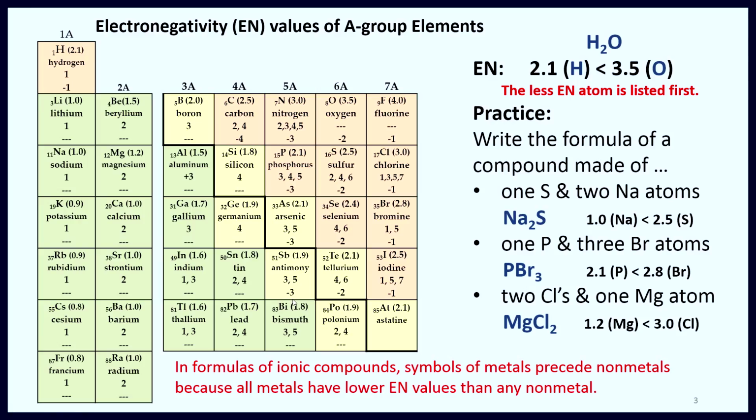So this is stated again here in formulas of ionic compounds. Symbols of metals precede nonmetals because all metals have lower electronegativity values than any nonmetal on the table.